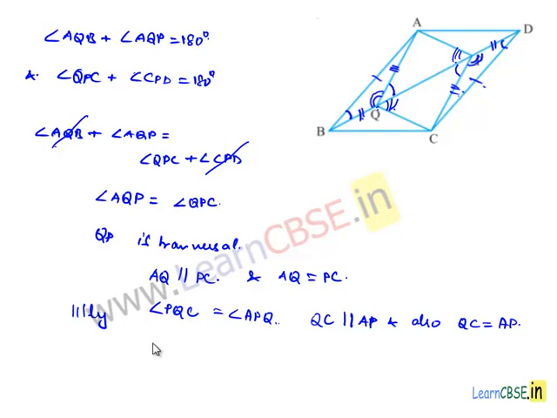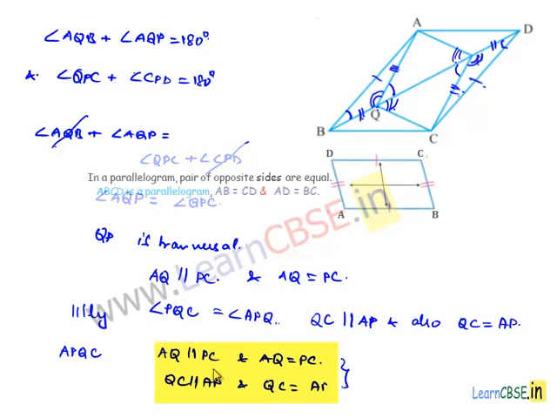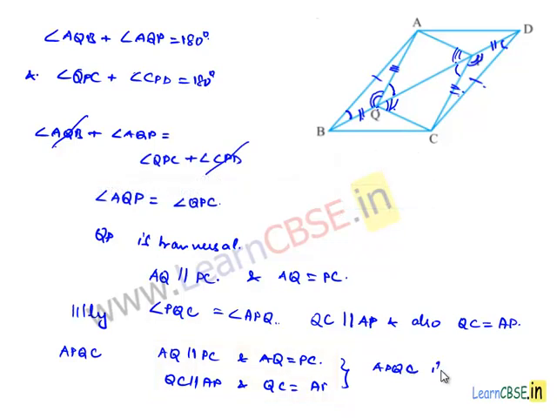So in the figure APQC, AQ is parallel to PC and AQ is equal to PC, and also QC is parallel to AP and QC is equal to AP. Here in this figure the opposite sides are parallel and equal, so we can say APQC is a parallelogram. This is what our fifth proof required.